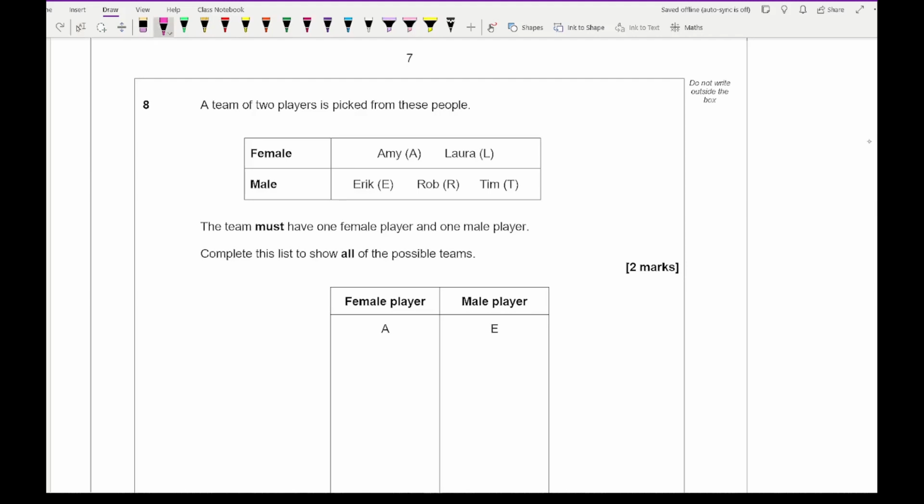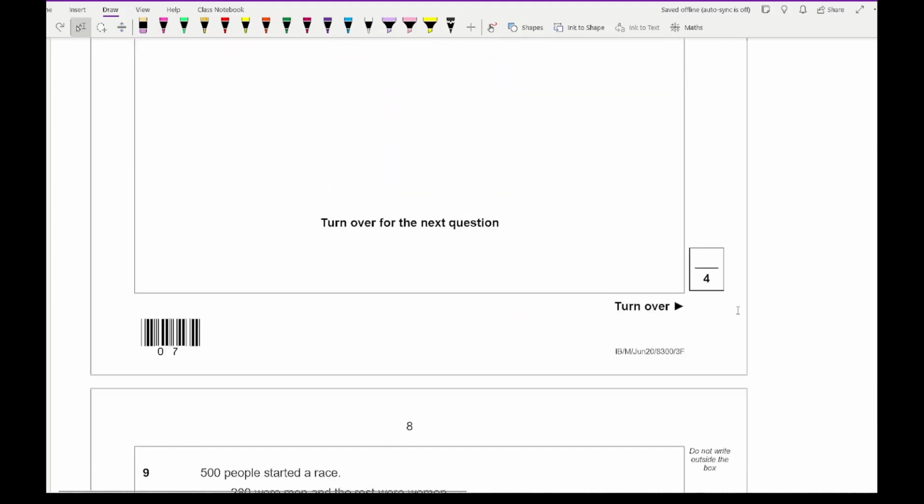So going through this now, whenever you're listing outcomes, you always want to have a structured, systematic way of doing it. So I'm going to keep Amy the same. So we've got Amy and Eric, Amy and Rob, and then Tim. And then I'm going to move on to the next female, which is Laura, and then Laura can have Eric, Rob, and Tim. So I've just got L. So all in all, you should have 6 possible options.